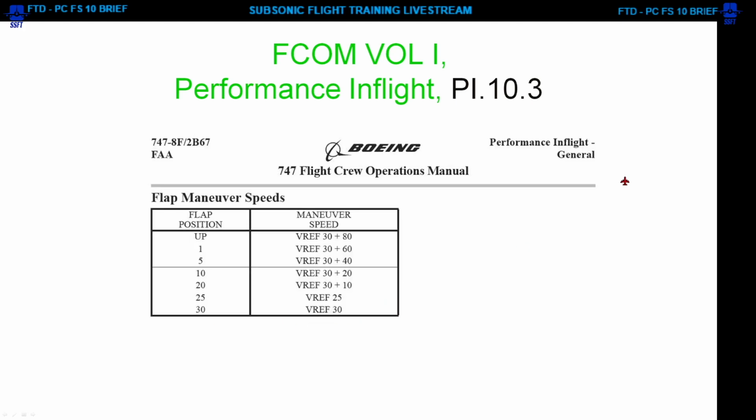And then on most QRHs, they used to have this table. Something tells me they've taken this out, and I'm not sure why. Because if you have a dual FMC problem, you need to know this. It's not that hard, actually, to remember.